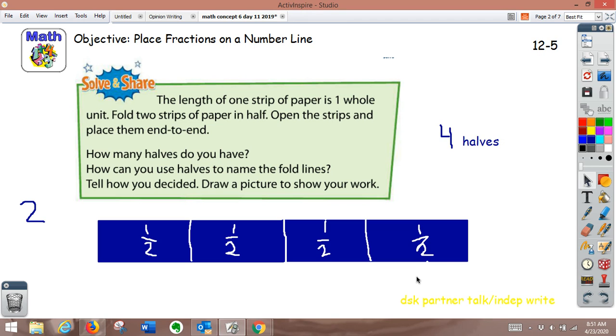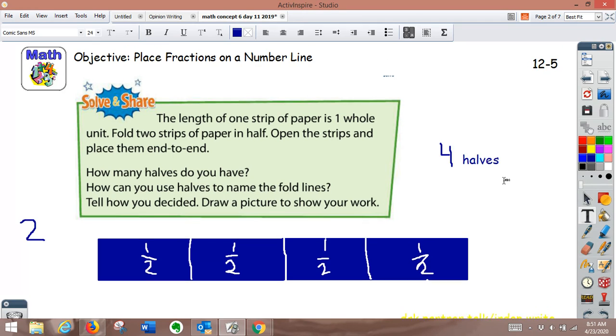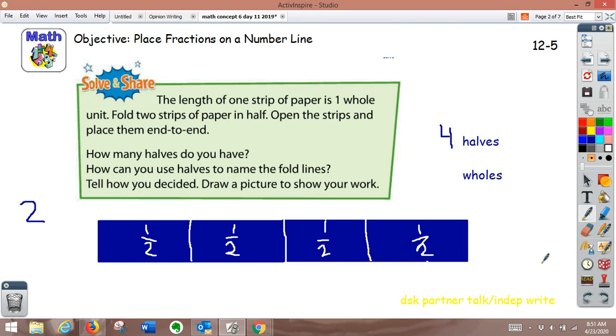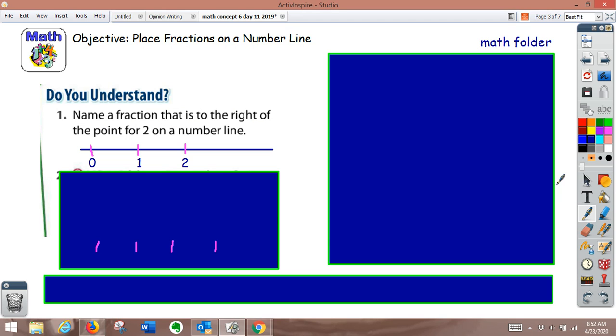How many wholes do I have? Whether you think of them as pieces of paper or pizzas, think about how many wholes I started with. I had 2, didn't I? I had 1 whole piece of paper that I folded in half. I had another whole piece of paper that I folded in half. So I had 2 wholes, and that made 4 halves. Okay, let's see what we have here.